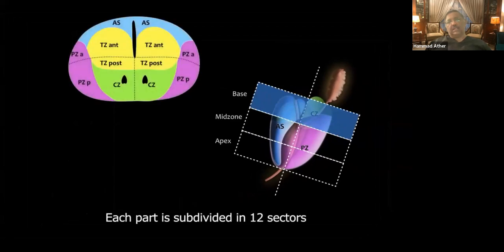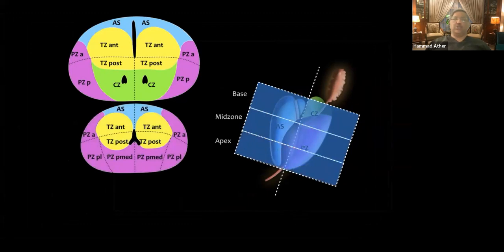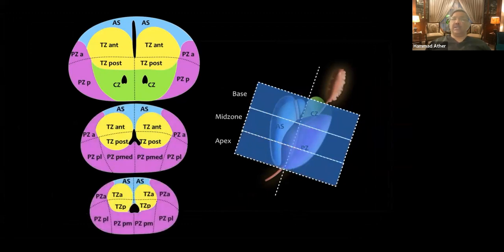So each part is then subdivided into 12 sectors. And we'll show these sectors also on the MR scan, and Dr. Basit will tell you what are these different sectors in the various parts of the prostate, like in base, mid zone, and apex. And since prostate's anatomy is such that it is not geographic, it is not a geometrical structure, all the zones and sectors are represented in various proportion in the different zones of the prostate.